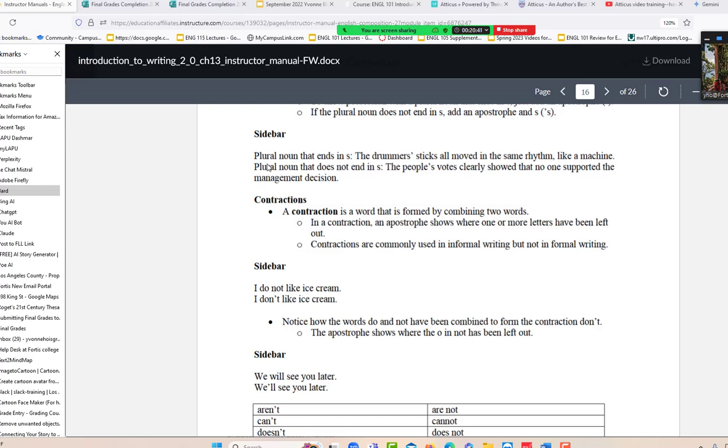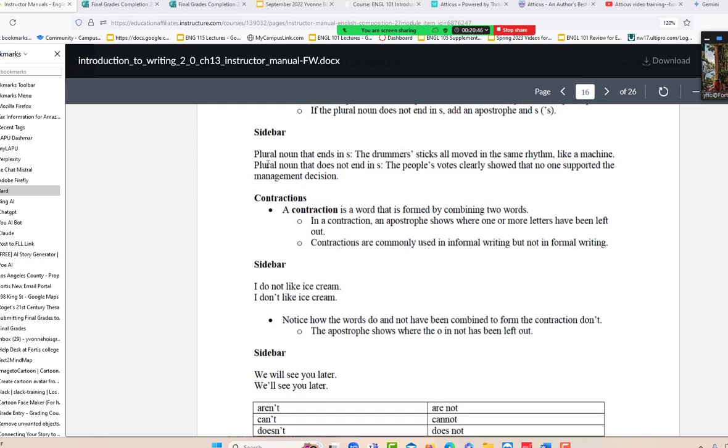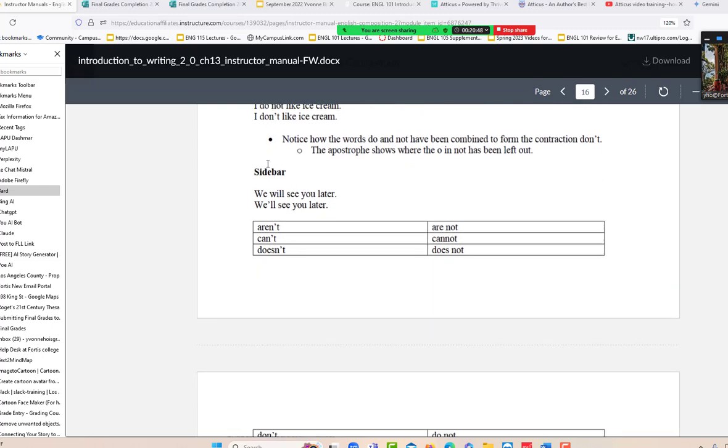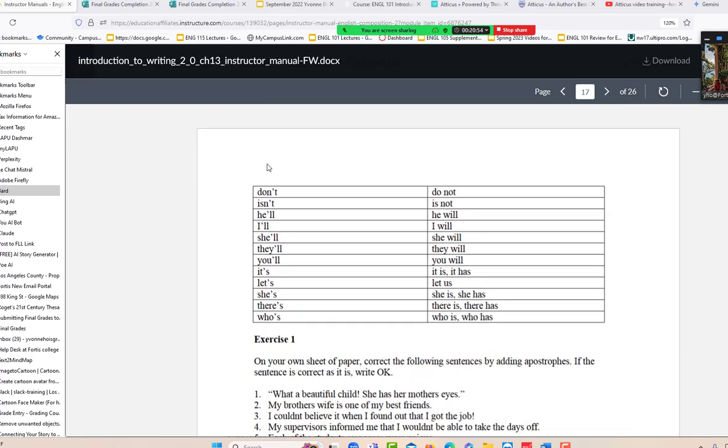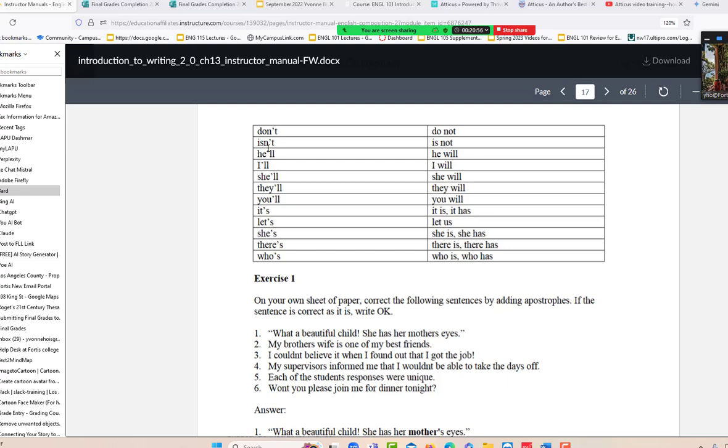I do not like ice cream. I don't like ice cream. We will see you later. We'll see you later. So: are not, cannot, does not, do not, is not, he will, I will, she will, they will, you will, it is, it has, she is, she has, there is, there has, who is, who has.